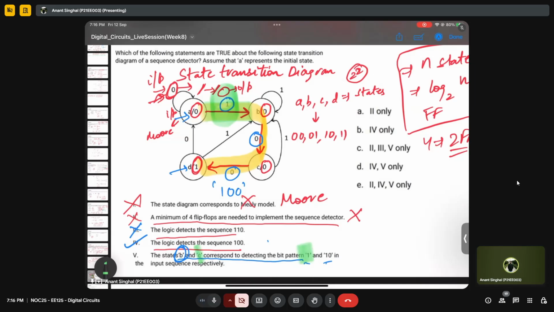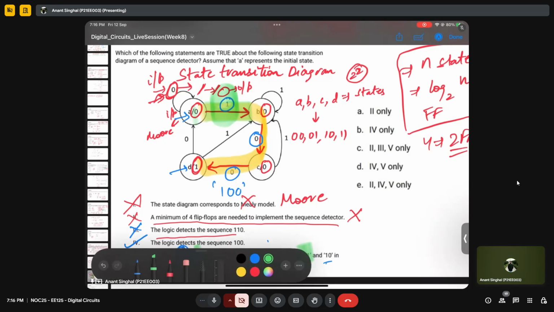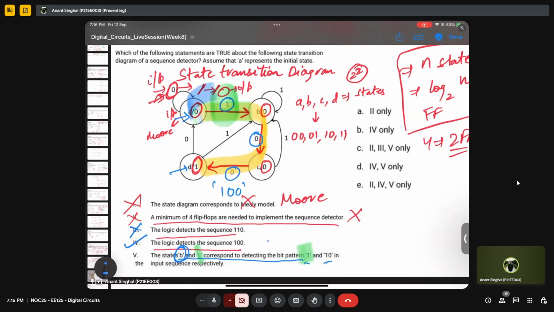From A to C, if you go, the sequence detected is 1 and then 0. So 10 is the given. So this is also correct. So 4 and 5 are correct, which means option D is the correct answer.